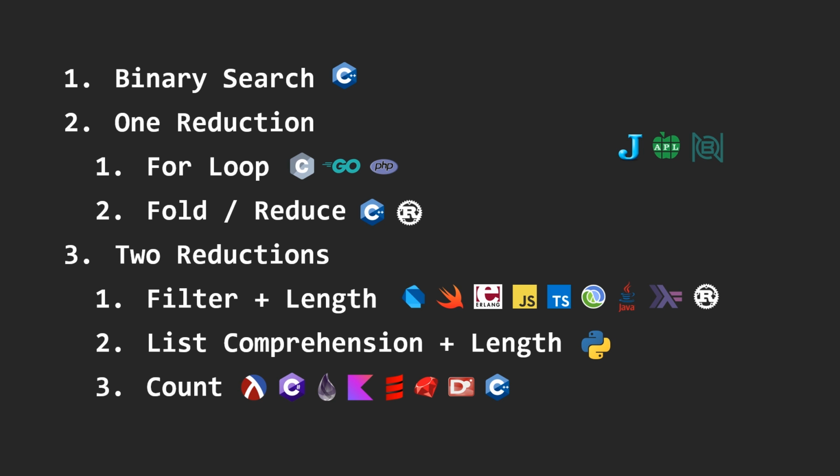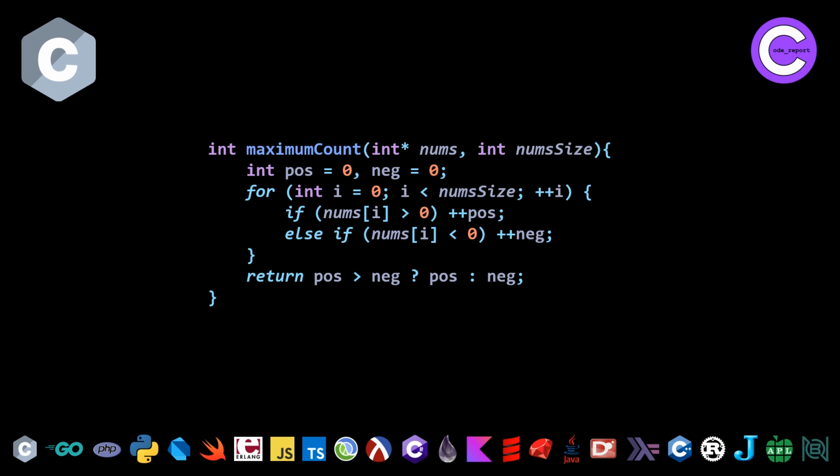Our first solution we're going to look at falls into category 2.1 using for loops. Actually, our first 3 all fall into this category, which are going to be C, Go, and PHP. We're going to start with the C solution. These are not my favorite solutions because I don't really like writing for loops, but you can see here we're looping through all of our integers in nums, and we are basically just going to check if it's greater than 0, increment our pos, which stands for positives, and if it's less than 0, increment our neg. And at the end, we're going to use a ternary expression. If positive is greater than negative, we return positive, otherwise return negative.